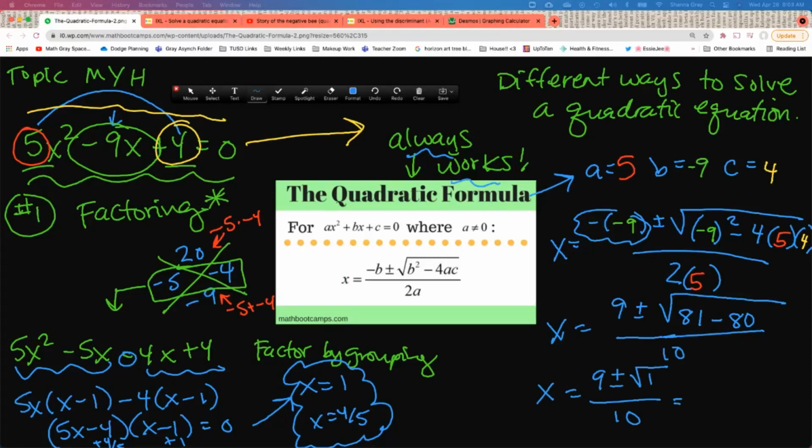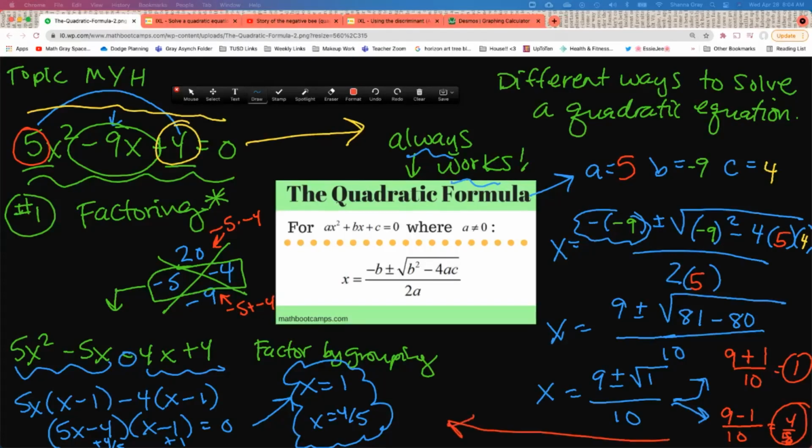And so if I split this into 2 different equations, this is what I mean about the PEMDAS problem. I have 9 plus the square root of 1, which is 1, divided by 10, or 9 minus the square root of 1, which is 1 over 10. And so both of these reduce. This is 10 over 10, so 10 divided by 10 equals 1, or this is 9 minus 1, which is 8 over 10, which reduces to 4/5, which is the same 2 numbers I got here. So this is method number 2, which is the quadratic formula.